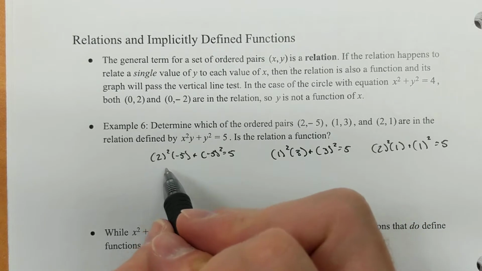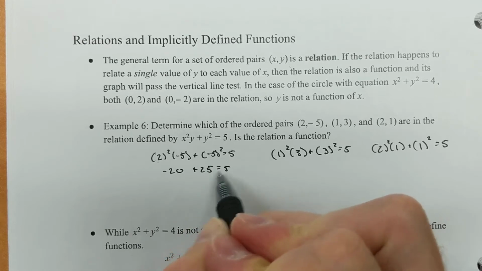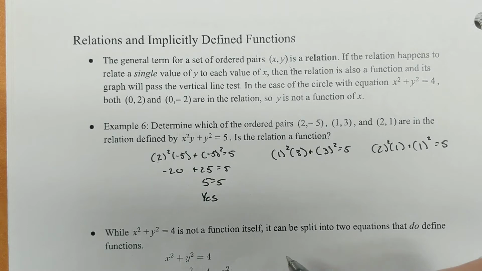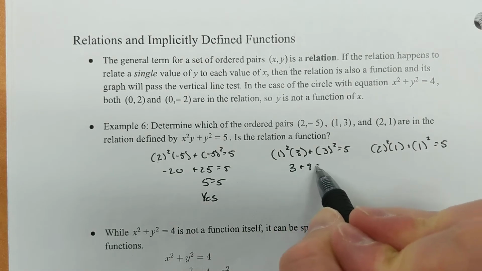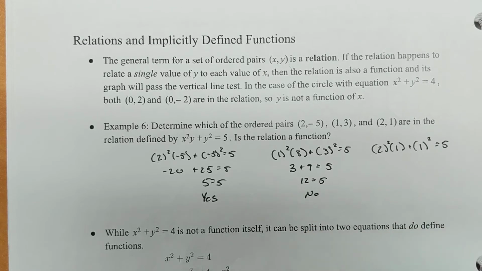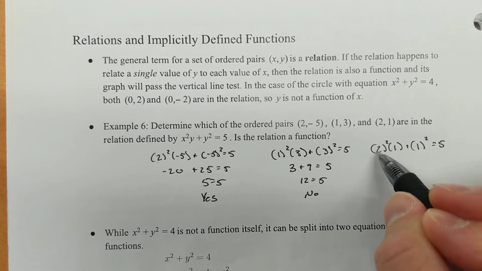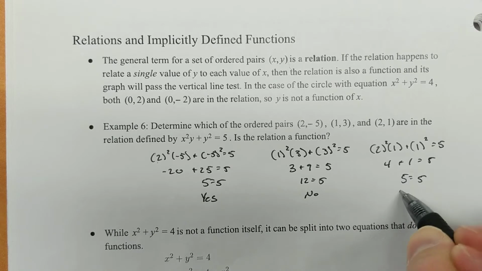And I need to work these out. So that's 4 times negative 5, so that's negative 20, plus 25 equals 5, so 5 equals 5. Yes, that point is in the relation. Over here, 1 times 3 is 3, plus 9, so this is 12 equals 5, so that is no. That point does not lie on the relation. And this one is going to be 2 squared times 1 is 4, plus 1 is 5, so 5 equals 5.